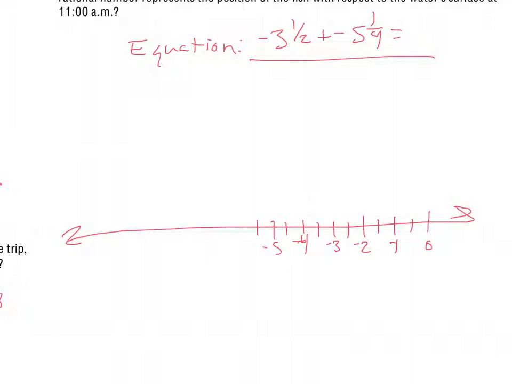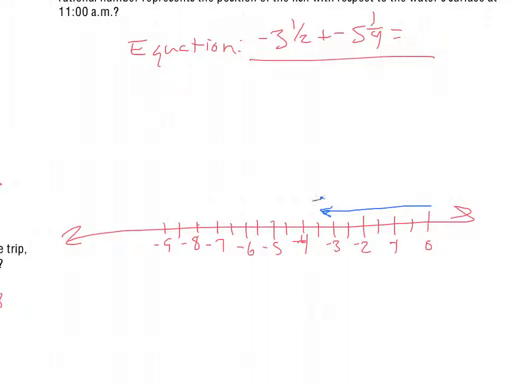5, 6, 7, 8, 9, and we'll see if that's enough. So I'm starting at negative 3 1/2. So right here, my 3 1/2. I'm moving negative 5 1/4.